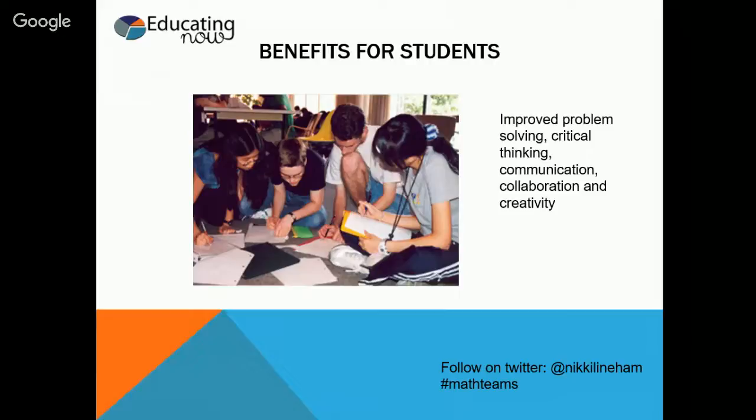One of my colleagues came in to watch a couple of lessons because he was interested in trying it out. And that was one of the things he noticed. He was blown away by how well the students could communicate their ideas mathematically. Their ability to collaborate improved dramatically, and they were a lot more creative in how they approach math.